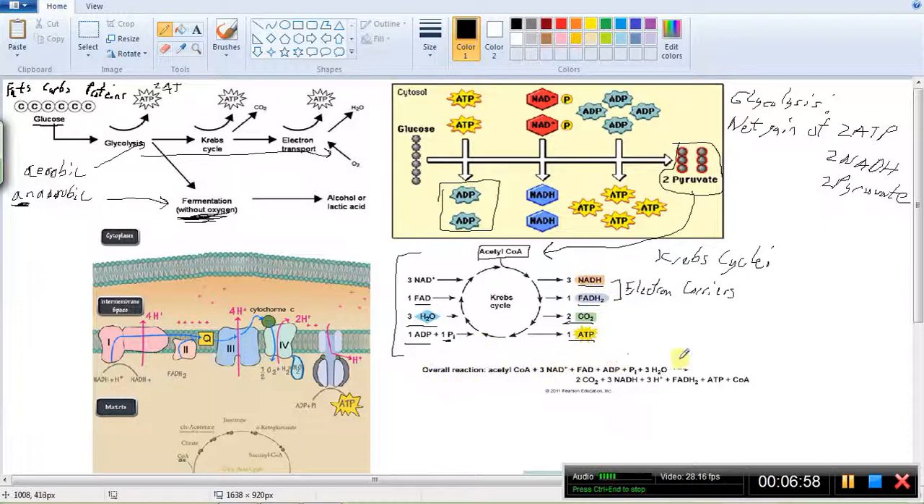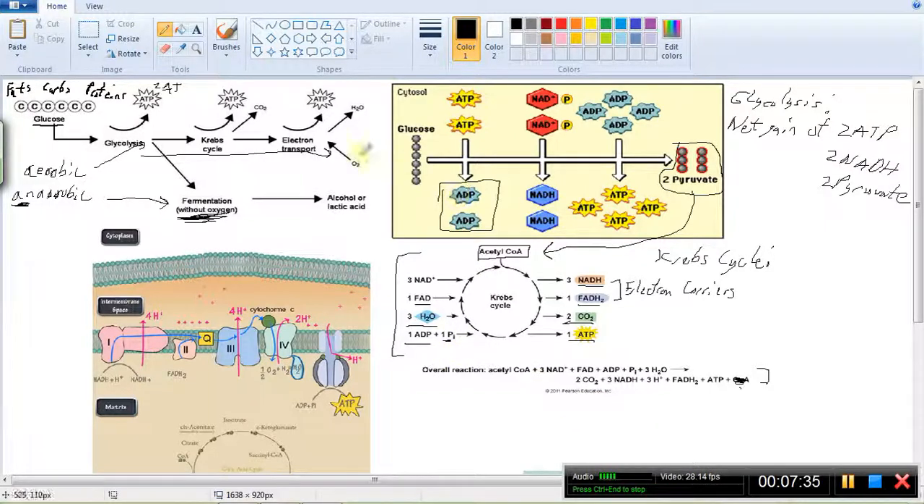And then the overall reaction, if you like to look at it this way instead of in the picture, whichever one you prefer, these are the same thing. Start with acetyl-CoA, 3 NAD, 1 FAD, 1 ADP and phosphate, 3 waters, and we get out 2 carbon dioxides, 3 NADH, 3 hydrogen ions, which aren't shown here, 1 FADH2, an ATP, and then this is just part of the extra molecule, so don't worry about that one.